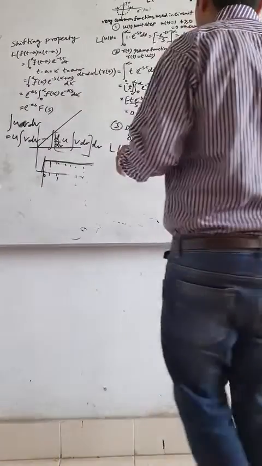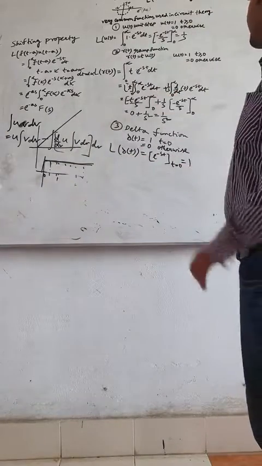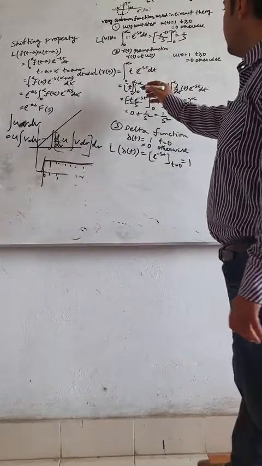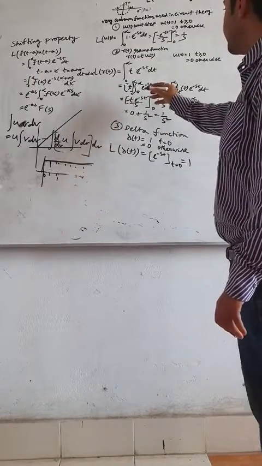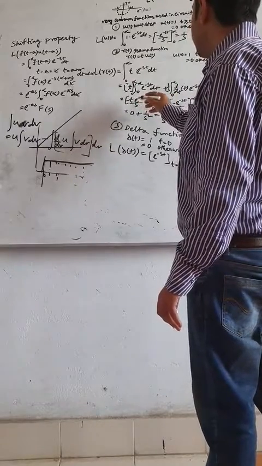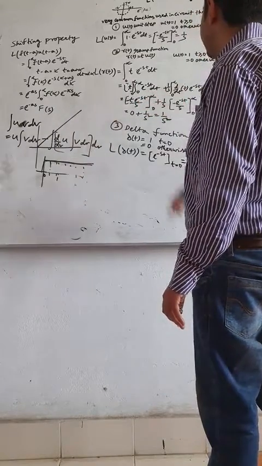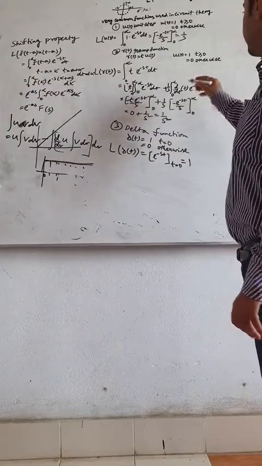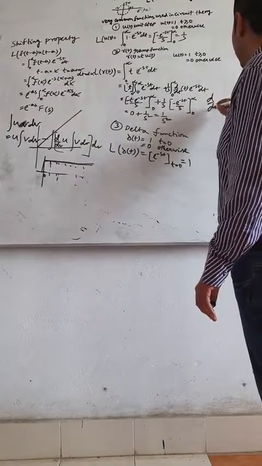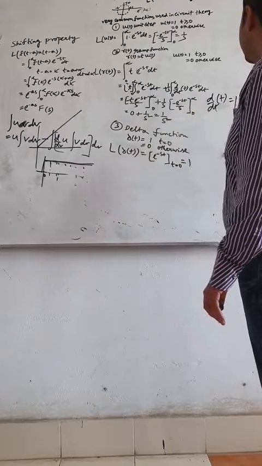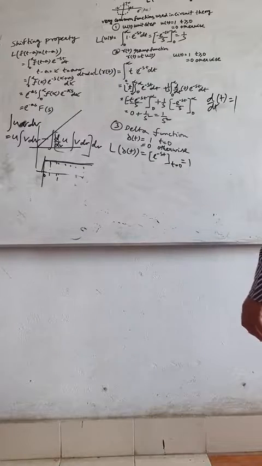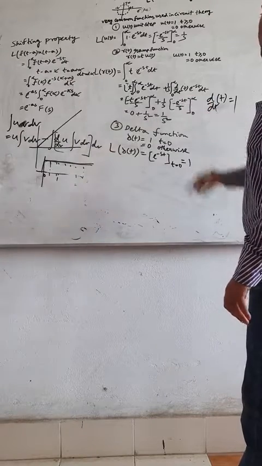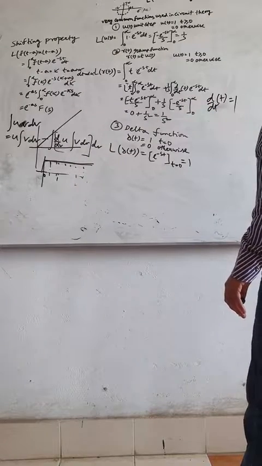So we have used the integration like that. Now t into the integration of e to the power minus st dt from 0 to infinity. This part will be t into minus e to the power minus st by s, from 0 to infinity. Now the derivative of t is 1. So 1 into e to the power minus st dt, integrated from 0 to infinity. The integration of e to the power minus st dt is minus e to the power minus st by s, from 0 to infinity.